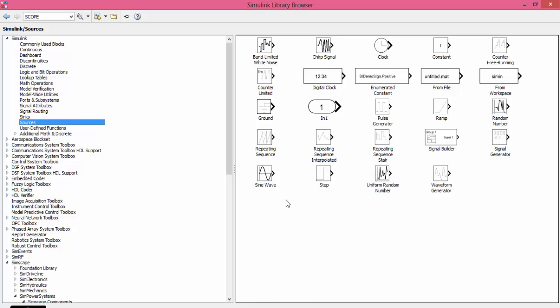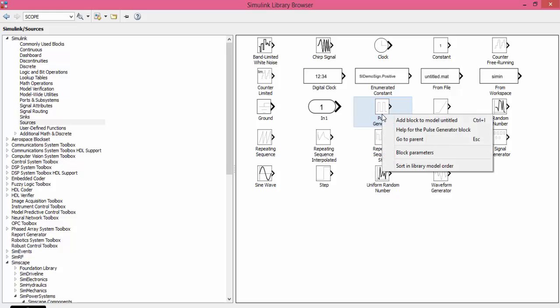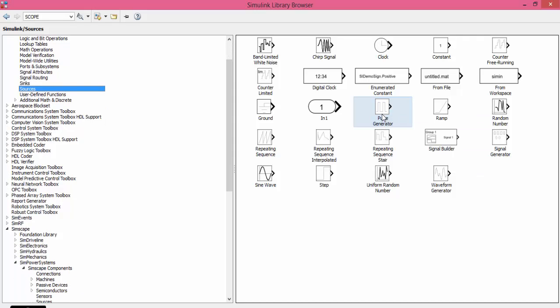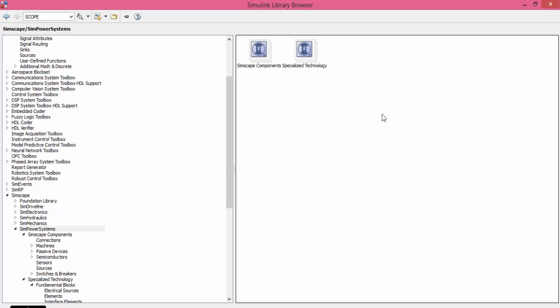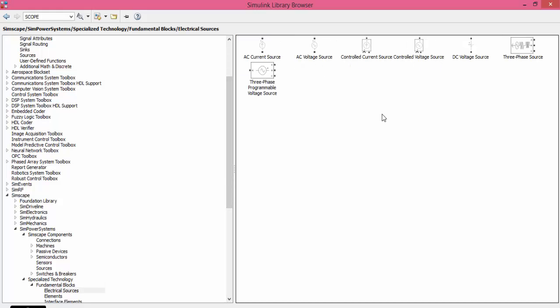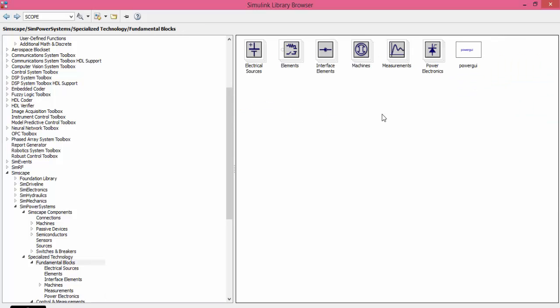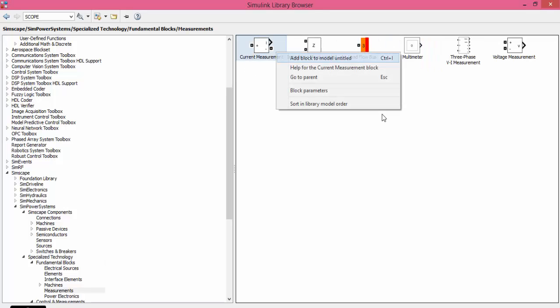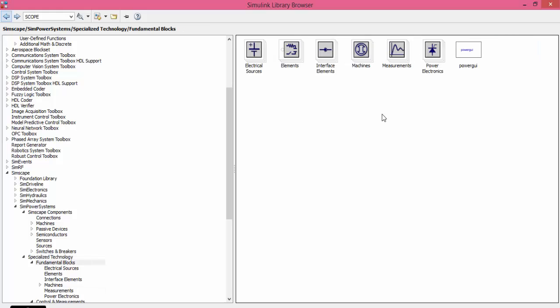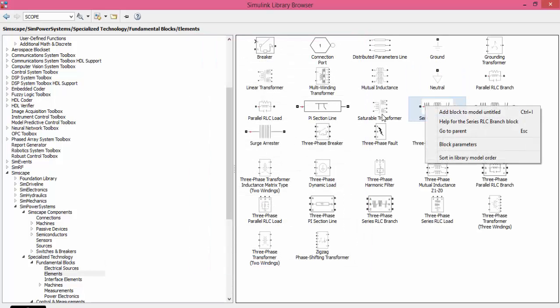The components you require are scope, pulse generator. Pulse generator is located in Simulink Sources. Add to it. Go to SimScape, SimPower Systems, Specialized Technology, Fundamental Blocks, Sources, you need AC Voltage Source, you need 4 thyristors, and current measurement. Finally, you need a load.